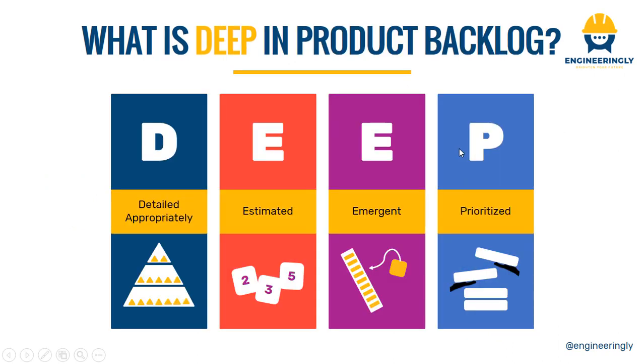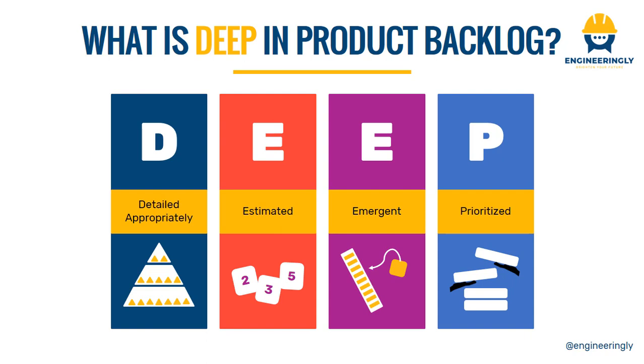A product backlog should have the DEEP characteristics. By D, we mean that the items in the product backlog should be detailed appropriately. The items with high priority should be detailed, while the items with low priority can be with a lower amount of detail. The next letter is E, or estimated. In order to carry out work on specific items or specific requirements, we should understand how long it will take or how much it will cost for them to be completed.